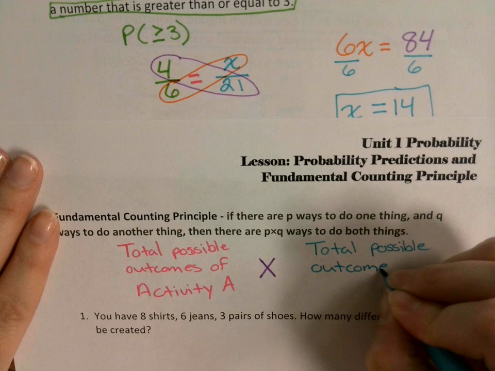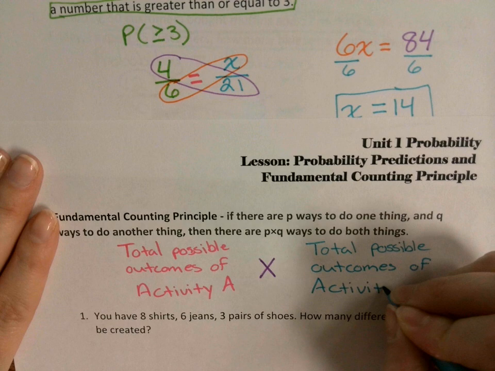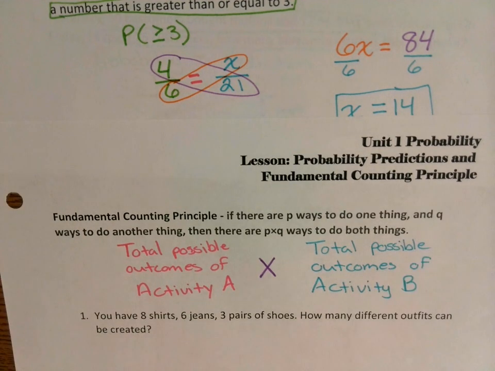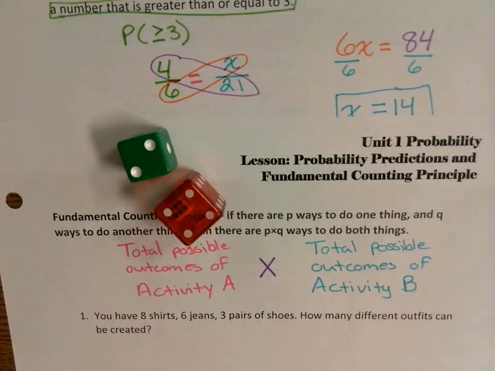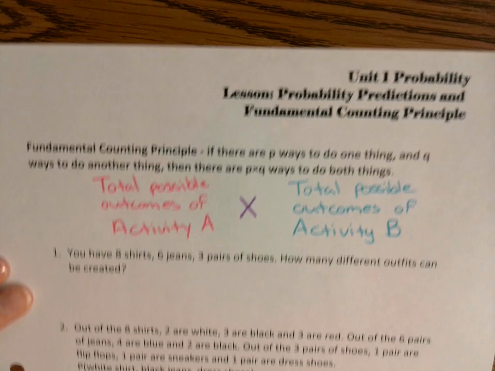So think back. Yesterday, we rolled 2 dice. And we listed out all the different possible outcomes that we could create with those 2 dice, right? We were like, oh, it could be a 1-1, a 1-2, a 1-3, a 1-4, a 1-5, a 1-6. It could be a 2-1, 2-2, 2-3, 2-4, 2-5, 2-6. And we listed all of it out. How many total outcomes did we come up with?